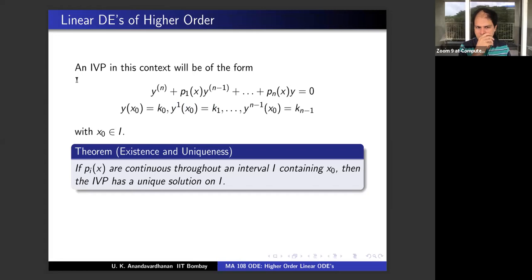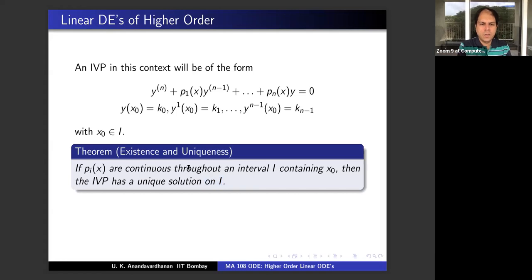And this is the existence uniqueness theorem. If all the coefficients are continuous throughout the interval I containing x naught, then the IVP has a unique solution. There is a solution. Moreover, the solution is unique. Very, very important: on I, throughout I, not a subinterval. Throughout I, you know that.